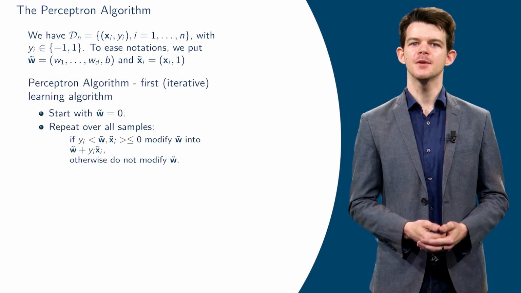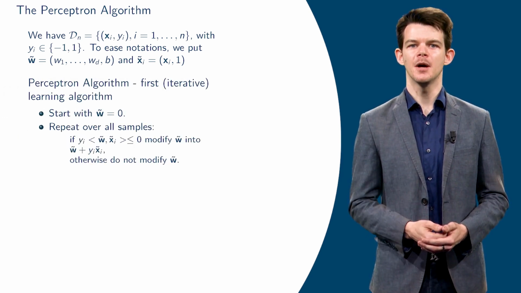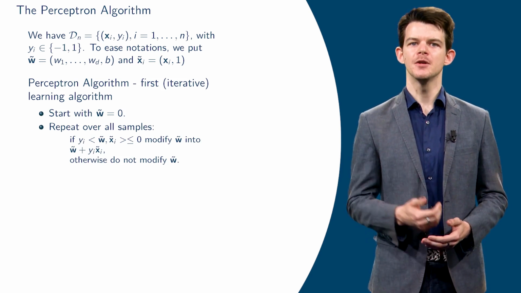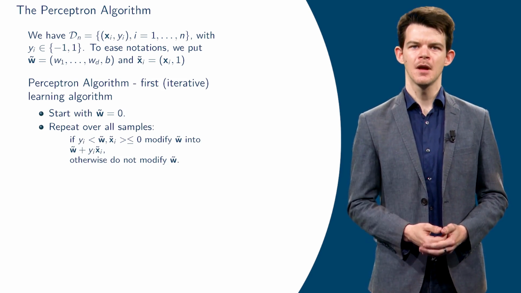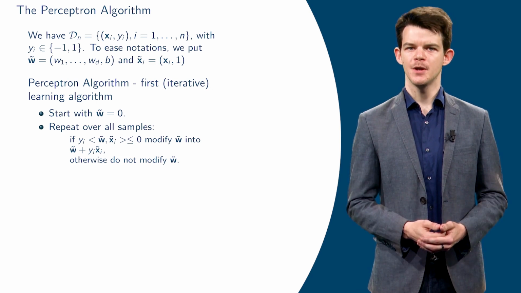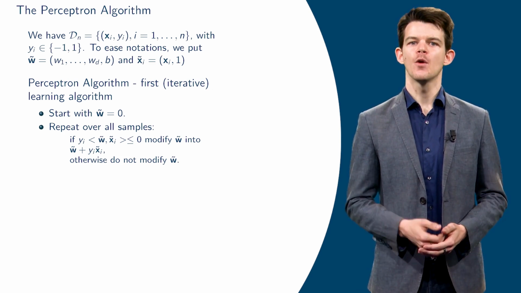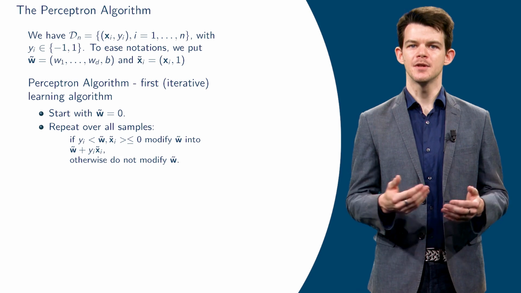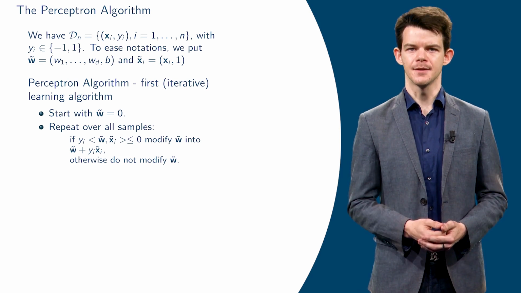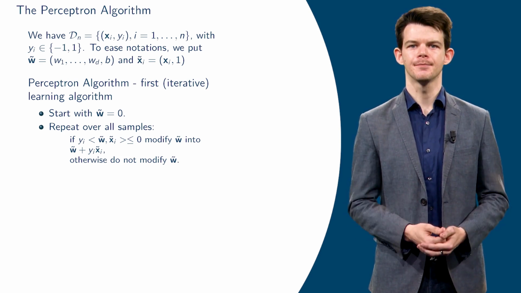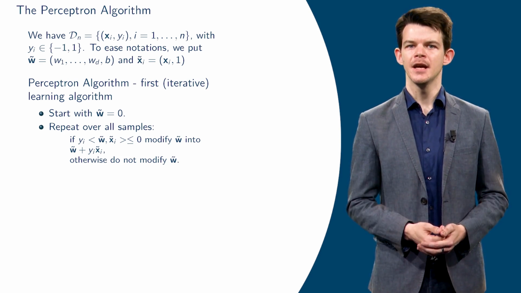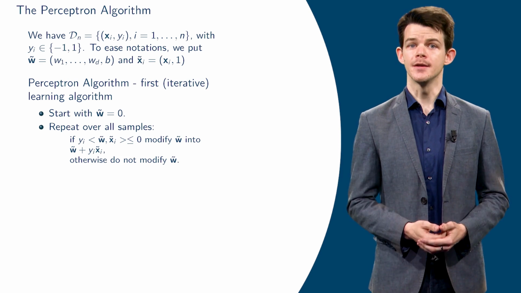The perceptron algorithm, which aims at finding a set of optimal parameters, weights and bias, works as follows. We start with W tilde equal to 0. Then we're going to repeat the same operation over all samples. If yi times W tilde xi tilde is smaller than 0, then we modify W tilde into W tilde plus yi xi tilde. Otherwise, we do nothing. Why do we look at yi W tilde xi tilde? In order to know if we need to modify the weights.